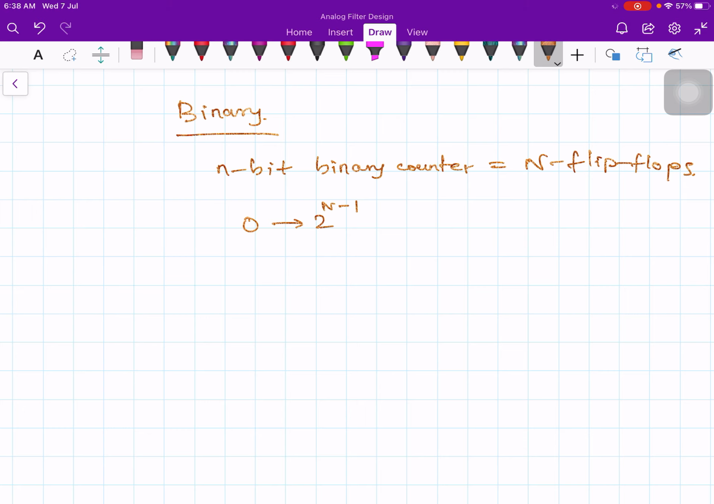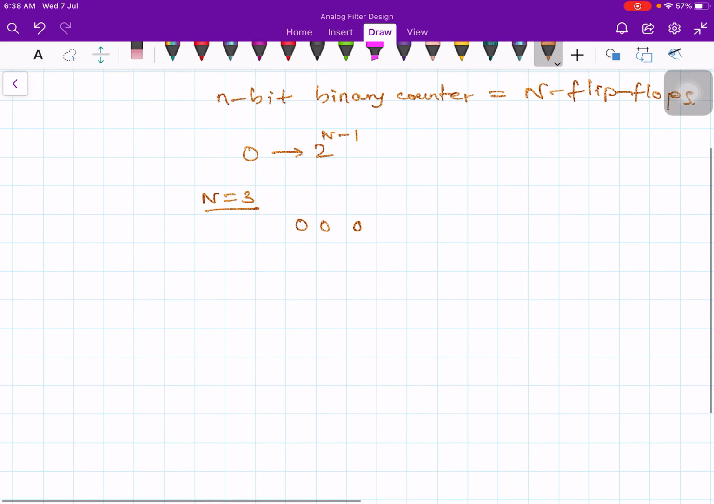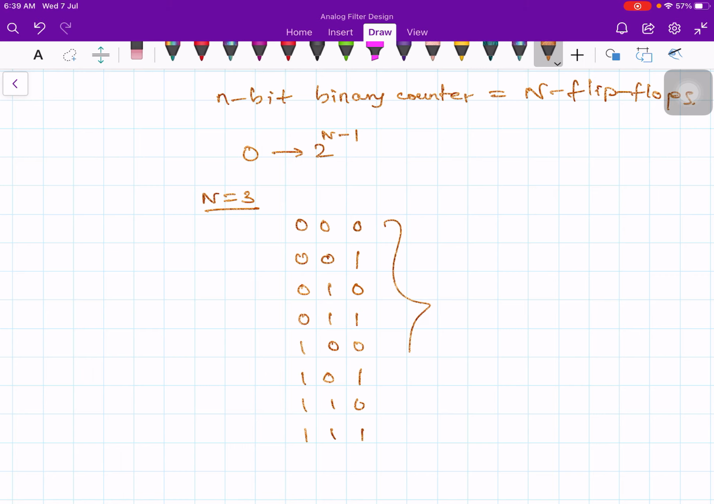minus 1. For example, if you take n is 3, then you start from 0 0 0 and then 0 0 1, 0 1 0, 0 1 1, 1 0 0, 1 0 1, 1 1 0, 1 1 1. So there are 8 counts, totally 8 counts. This is state 0 and this is 7. 7 is nothing but 2 to the power 3 minus 1.